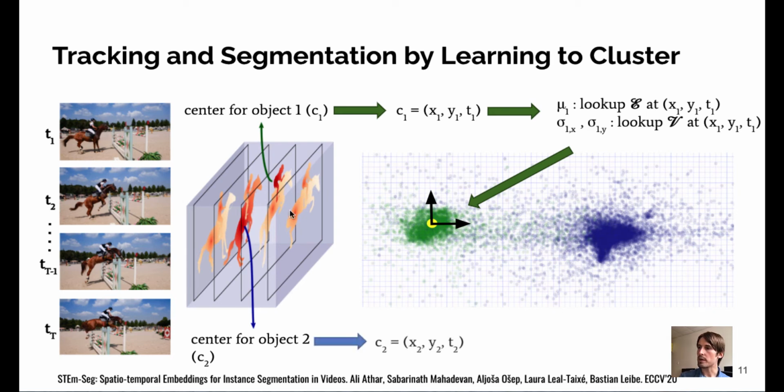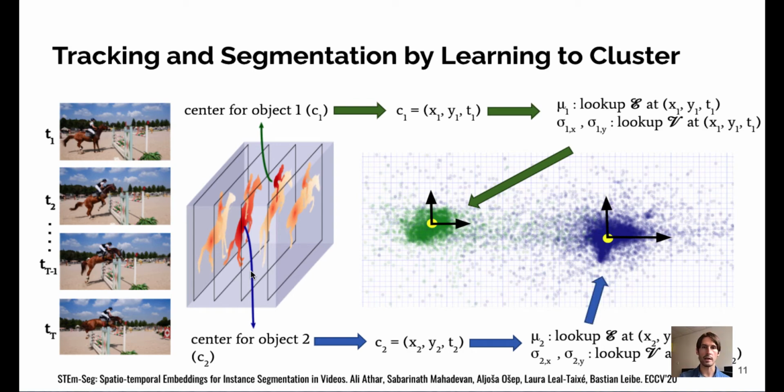Then we repeat exactly the same procedure with the second object. So we have exhausted the points that belong to the rider. We take out the next maximum, we look up coordinates, embedding vectors and variances, and based on that we can assign pixels to this second instance.